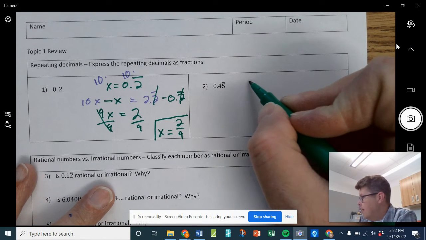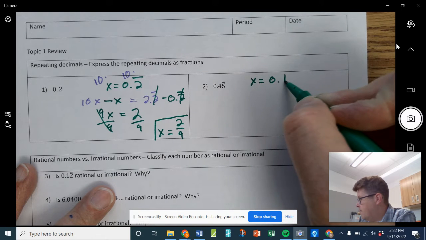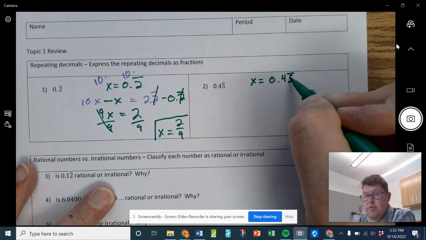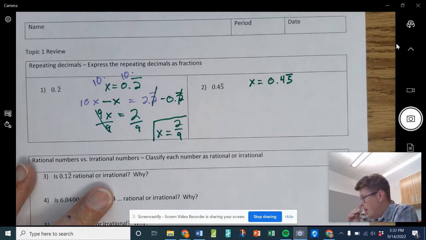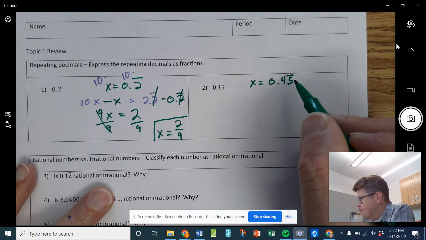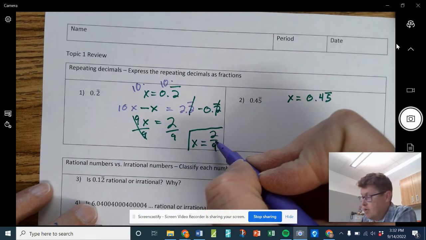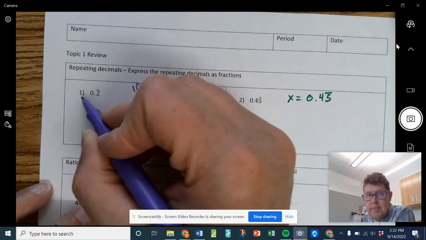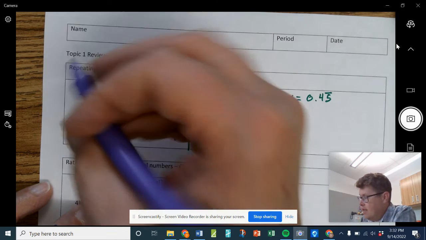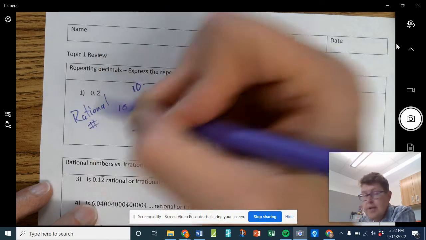Okay, so we've got x equals 0.45, and just the 5 is repeating, not the 4. So what we do here is, as a reminder, this is a fraction, so it's a rational number. Whenever you see something like this, because you can turn it into a fraction, this is a rational number. That'll come into play in the next video.